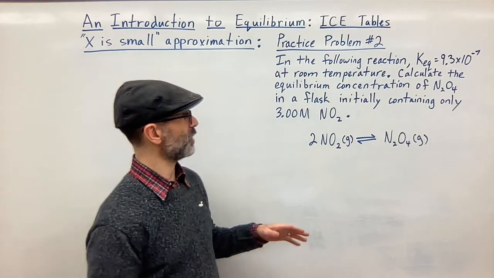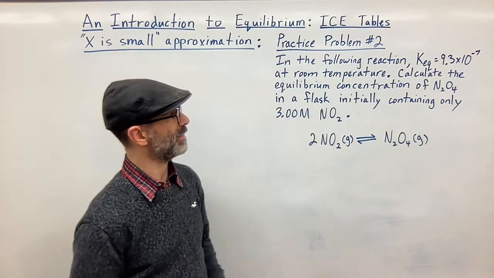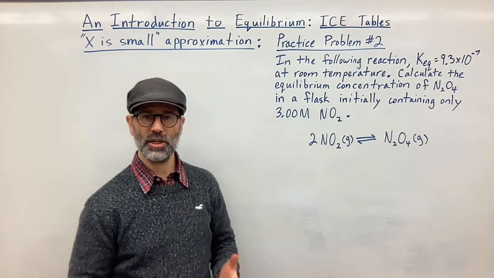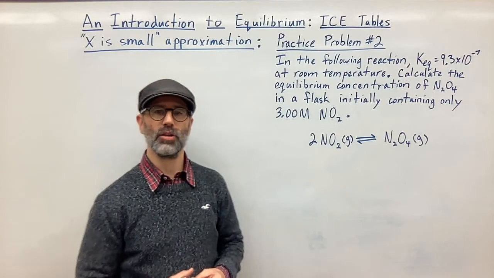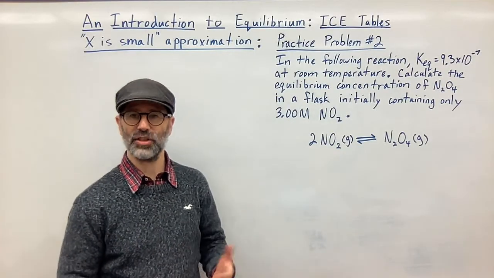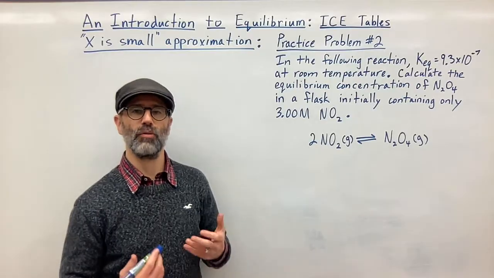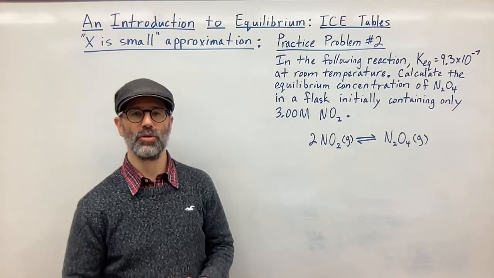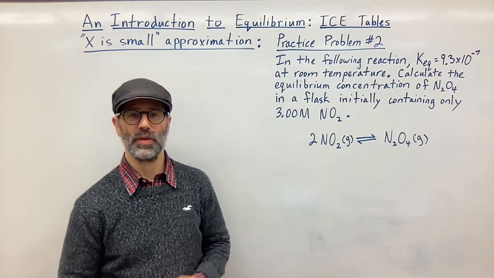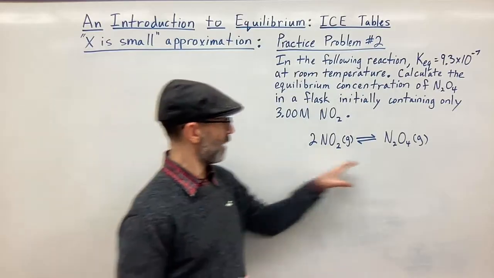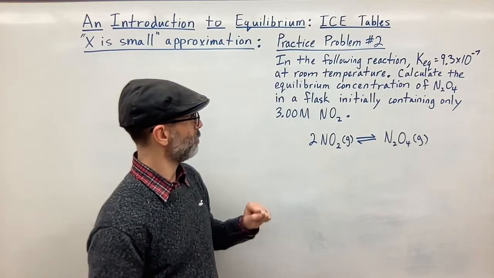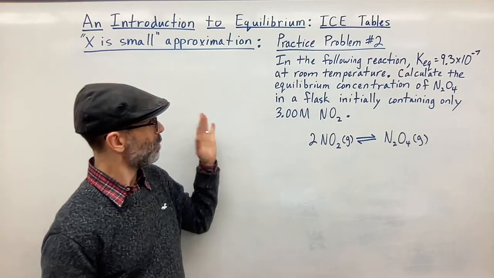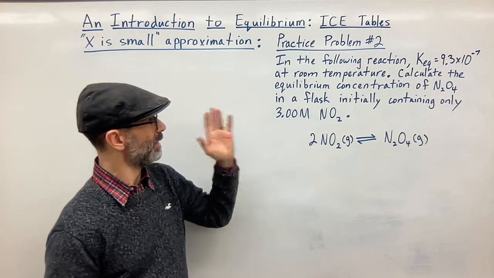It says in the following reaction, your Keq is equal to 9.3 times 10 to the negative 7 at room temperature. It's asking you to calculate the equilibrium concentration of N2O4 in a flask that initially has only 3.00 moles of NO2. So they give you the balanced equation here. We'll find out what the equilibrium concentrations are. But here's our balanced equation, and they tell us what the Keq is.